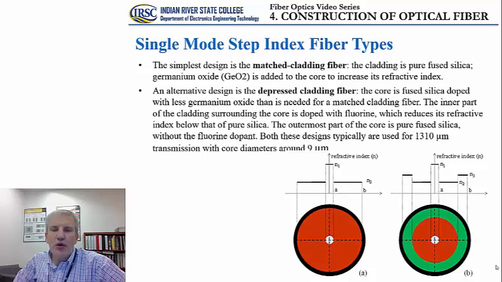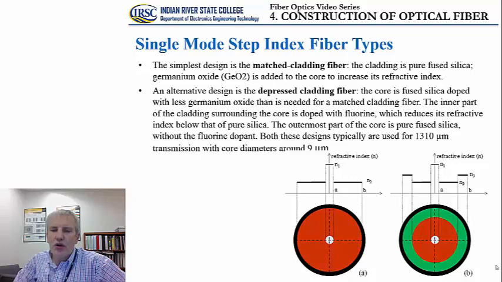So in this case, the core is a fused silica that's doped with less germanium oxide than is needed for a matched cladding fiber, and then the inner part of the cladding surrounding the core is doped with fluorine, which reduces its refractive index below that of pure silica, and finally the outermost part is going to be pure fused silica. So basically we have three layers here.